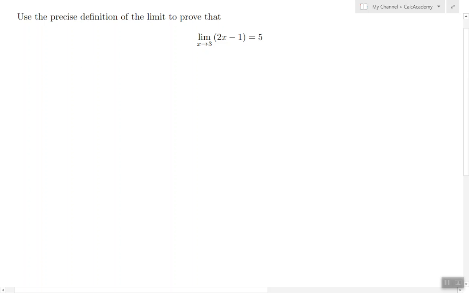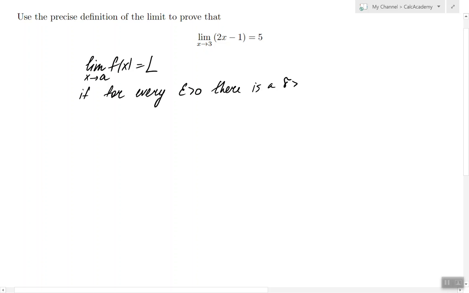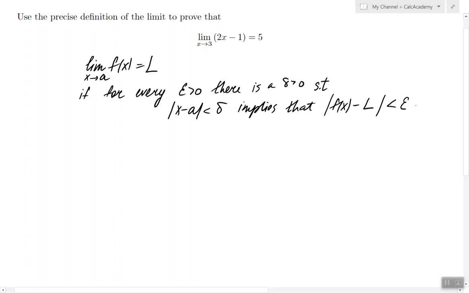So we say the limit of a function as x approaches a is equal to a number L if for every epsilon greater than 0 there is a delta greater than 0 such that |x minus a| less than delta implies that |f(x) minus L| is less than epsilon.